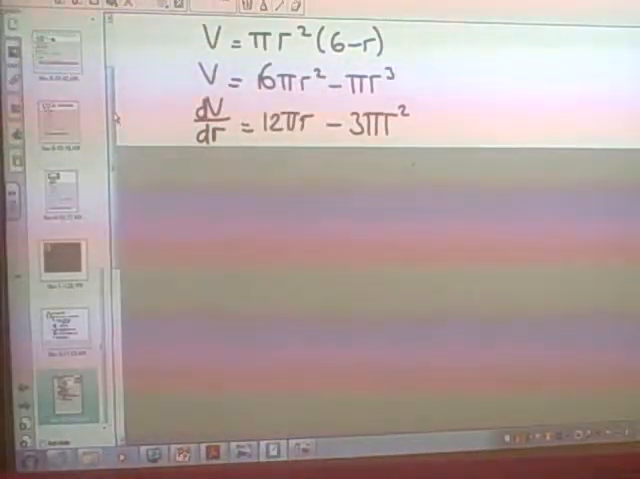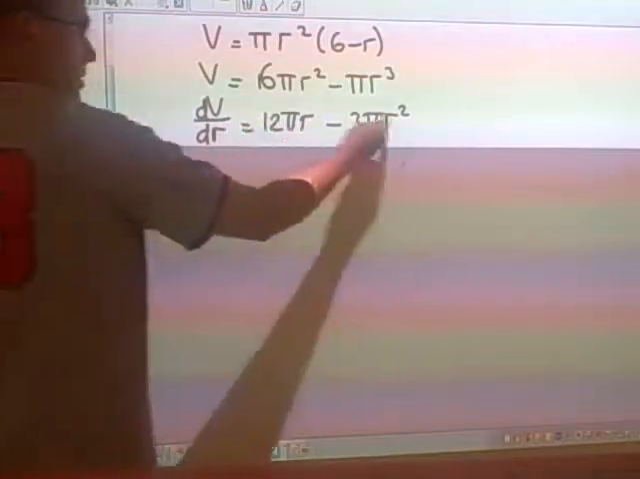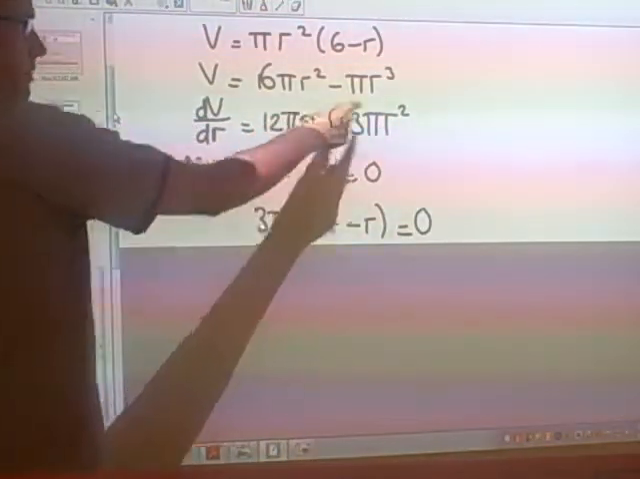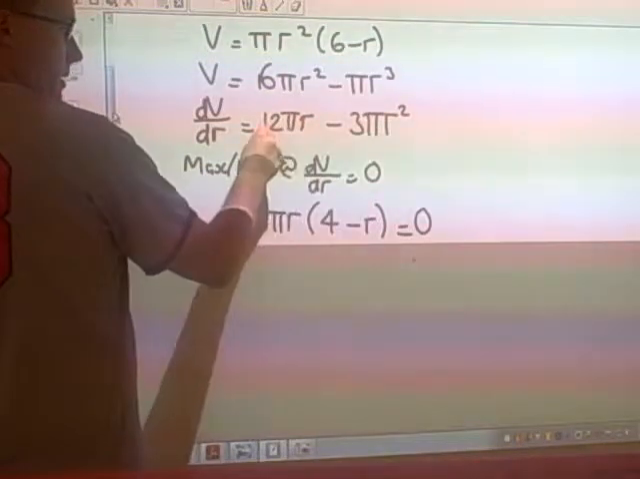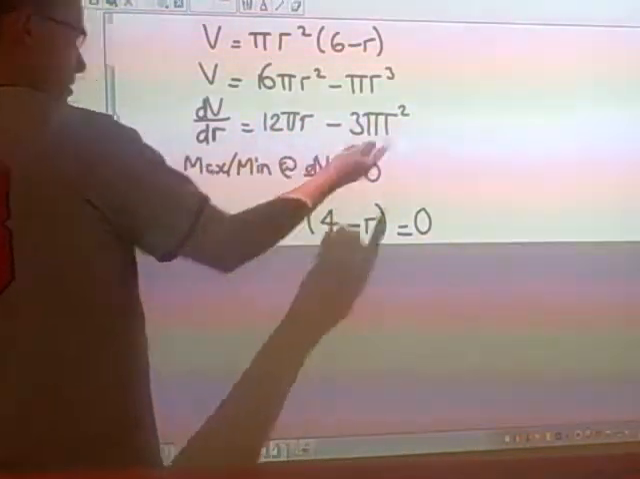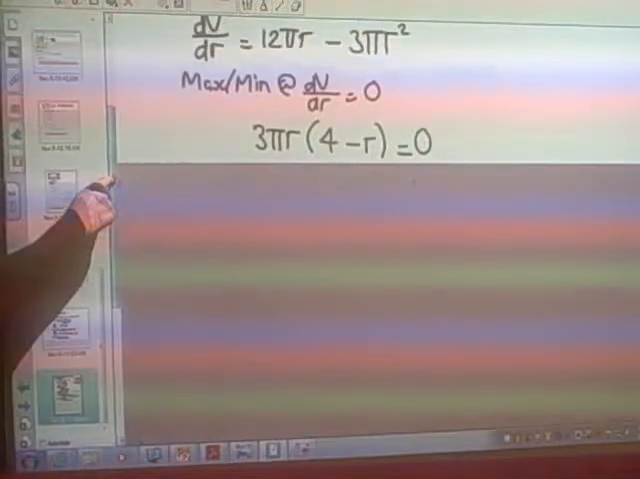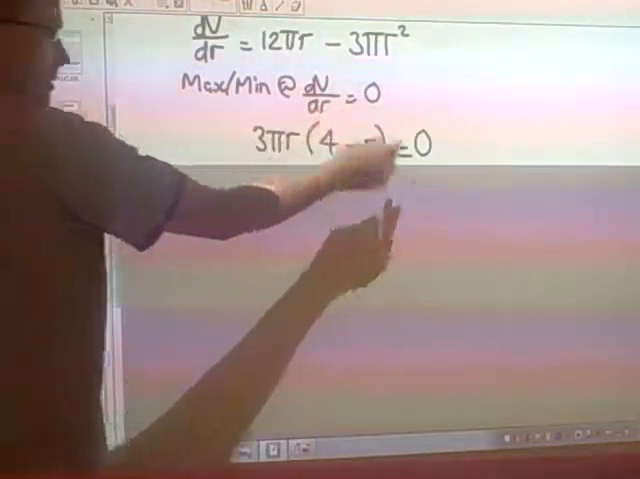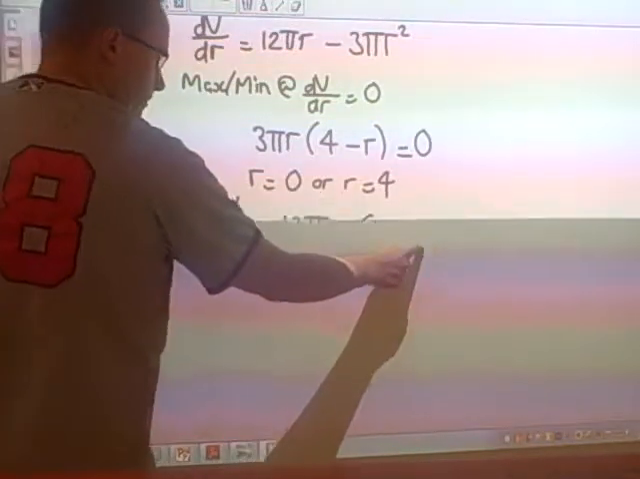So our maximum and minimums occur when this equals 0, so we're going to set that equal to 0, and then we're going to solve. There's common factors here. I can certainly see pi, I can see 3 pi, and also there's an r here as well. So we can take that out as well. So when do these two things equal 0? When r equals 0, or when r equals 4.